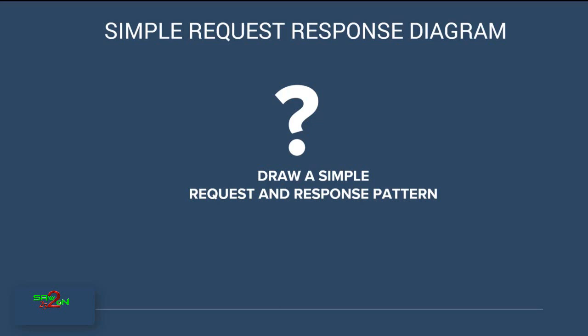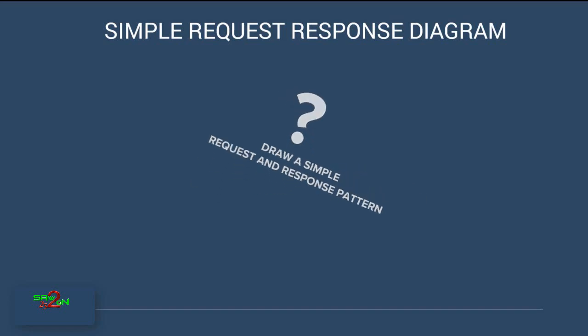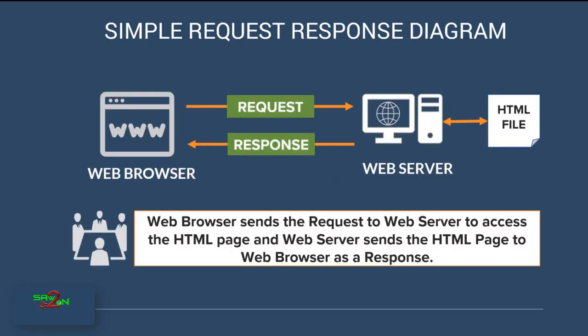So how did it go? Did you manage to draw the simple request and response pattern? So here is what a simple request response pattern looks like. You have a web browser. Web browser is sending a request to the web server, and web server is basically having an HTML file. That's what we have seen. The HTML file is given back to the web browser by the web server, which is called as response.